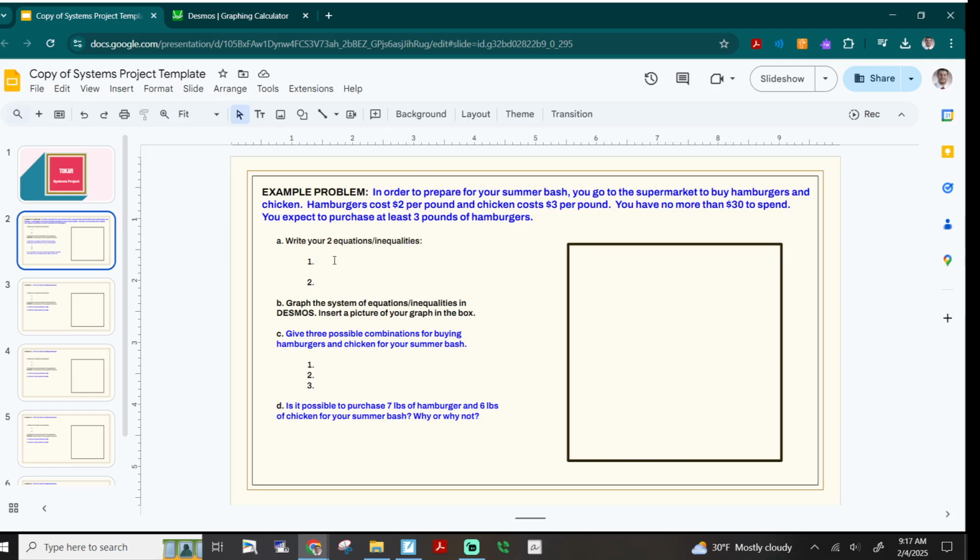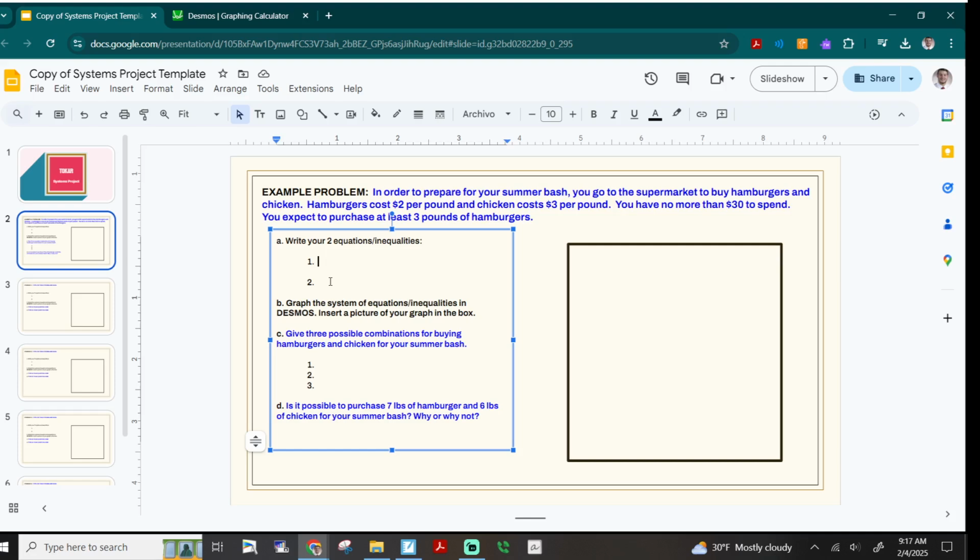Okay, so the first thing I do is I identify my 3 numbers that go together. I see hamburgers are $2. Chicken is $3, and I have no more than $30 to spend. All 3 of these numbers have to do with money, so I'm going to use these 3 to write my first equation. So I have 2x plus 3y, and now I need to put in an inequality. You have no more than $30 to spend, which means I have less than $30 or equal to $30.